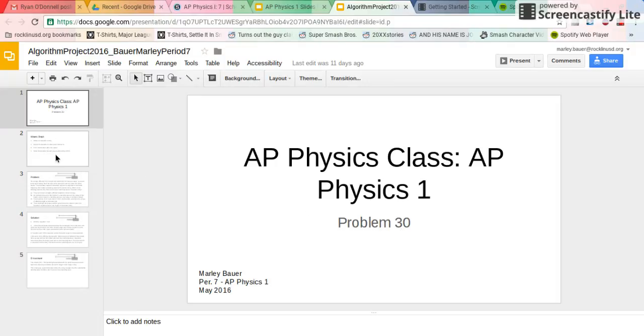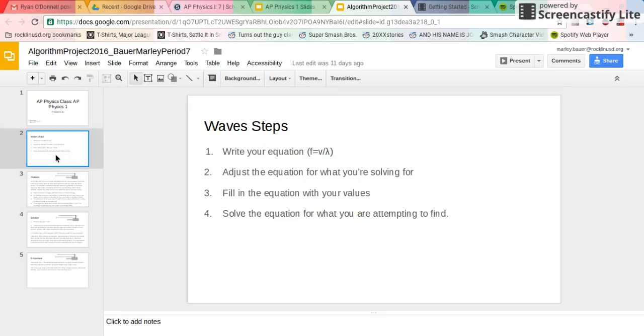This is AP Physics 1 student Marley Bar. I'm here to tell you how to solve a particular wave problem. The steps for waves are: one, write your equation, which is f equals v over lambda. Two, adjust the equation depending on what you're solving for, frequency, wavelength, or velocity. Three, fill in the equation with your values, and four, solve the equation for what you are attempting to find.